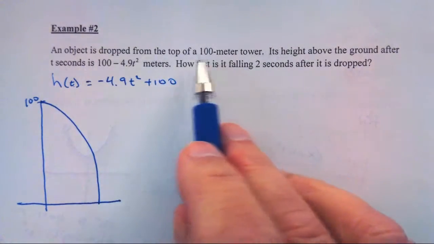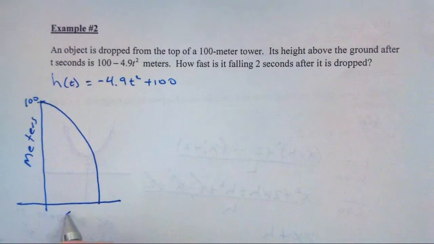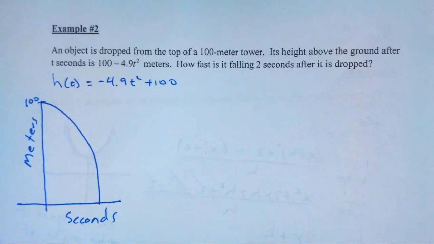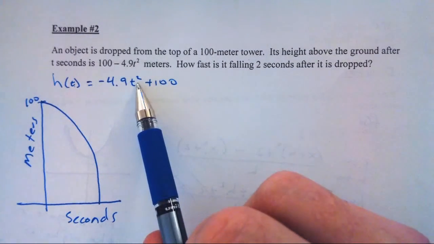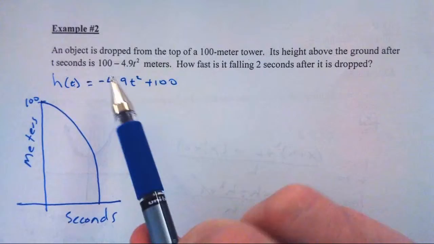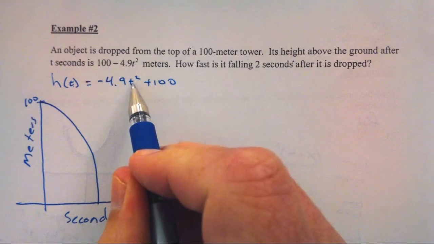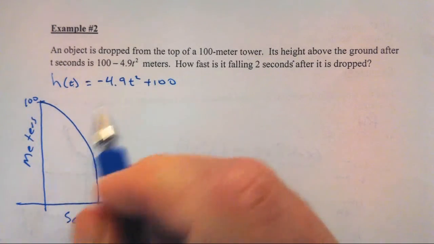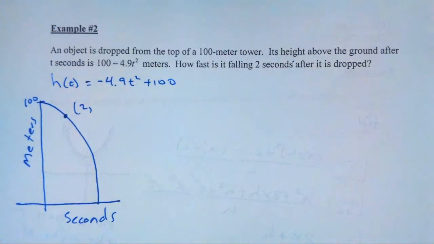An object is dropped from the top of a 100 meter tower. This is meters. Its height above the ground after t seconds. This is seconds. Now, really important to understand, because this used to mess with me. I would think, well, if we want how fast it's falling after 2 seconds, then I just put 2 in here. But when I put 2 in here, that gives me its height. I could put 2 in here in my head and go, well, that's 4 just about times negative 5, about negative 20. At 2, I'm up here to somewhere close to 80. But that's the height. That's not how fast.